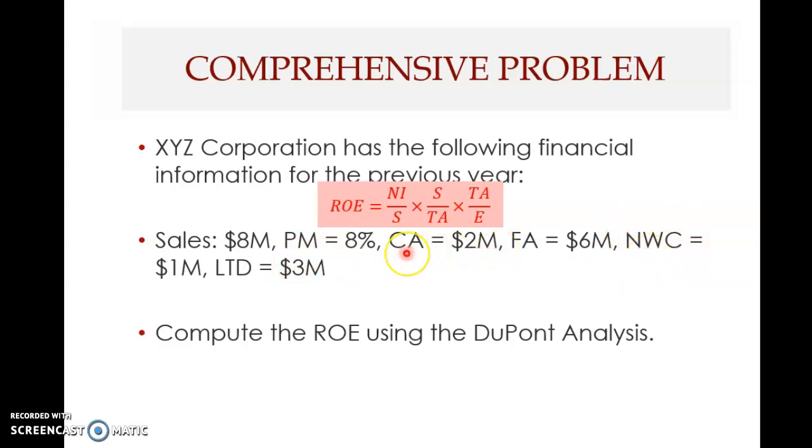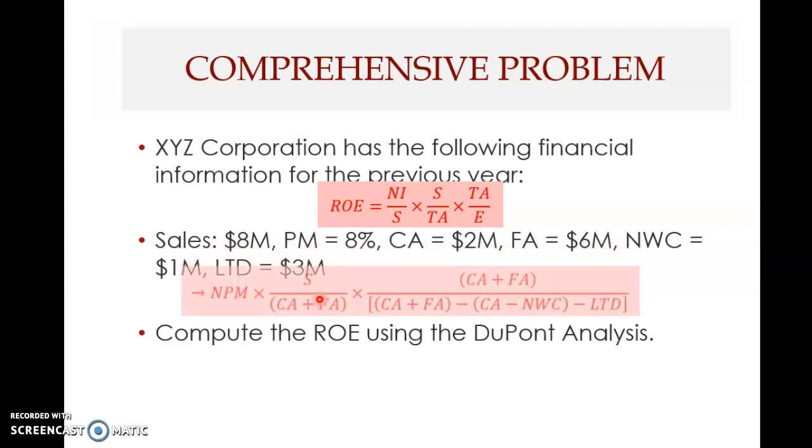So first you need to compute the current liabilities. CA minus net working capital gives you the current liability. If CA is 2 million and net working capital is 1 million, then current liability must also be 1 million. So current liability plus long-term debt will be 4 million. And here your total assets is 8 million. 8 million minus 4 million, another 4 million, will be your equity. So that's how you determine this.